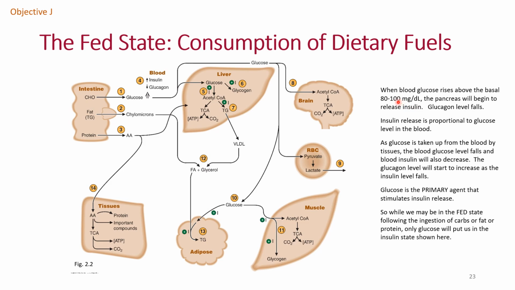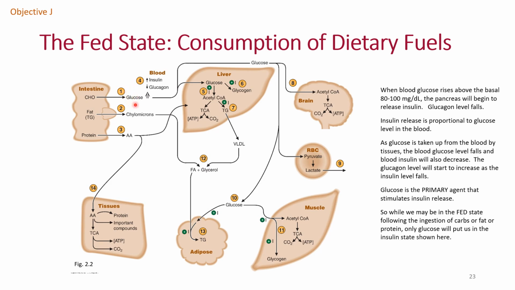Okay. Now, here we are in the fed state. We've just consumed a meal. There's carbohydrate, there's fat, and there's protein. Let's assume that they're all there. So the first thing that happens is the carbohydrate gets absorbed, and that carbohydrate gets released into the blood, and that's going to cause the blood glucose level to rise.